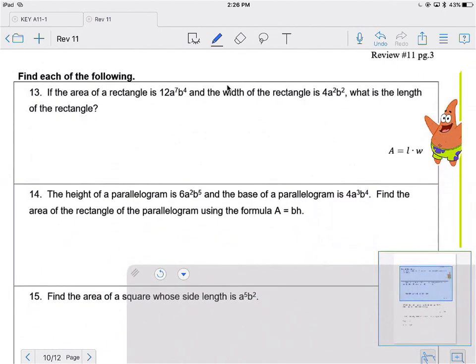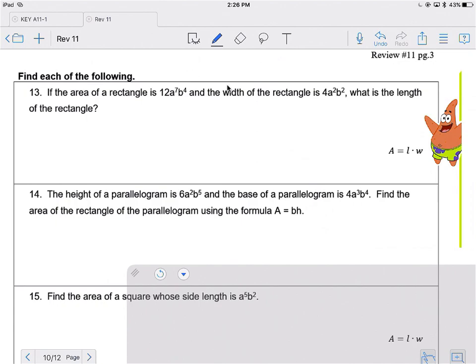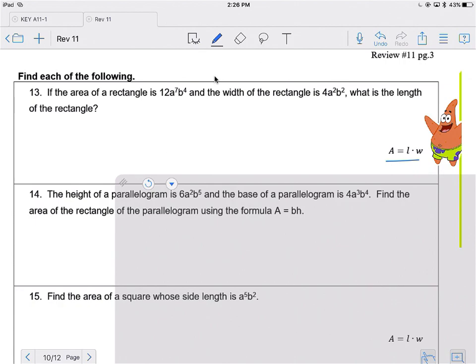Problem 13, they're telling us the area is 12A7B4 and the width is 4A squared B2, and they are asking us for the length. So remember, our area formula is length times width. We are given the area and we're asked to find the length, meaning we need to divide. So I'm going to take my area and divide it by my width.